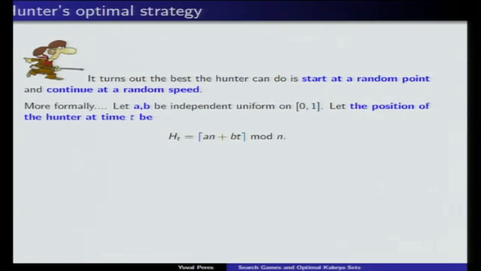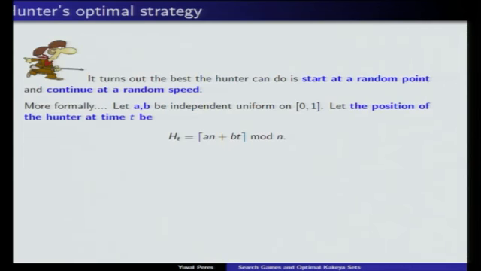Is a hunter has a chance to move at different speeds? But the speed is bounded by 1, because he cannot jump more than one step at a time. So he chooses this b uniformly at random at the beginning. So we're just describing what happens in one round. He chooses the speed b uniformly at random at the beginning of a round, and then he walks at that speed in the round. What does it mean?